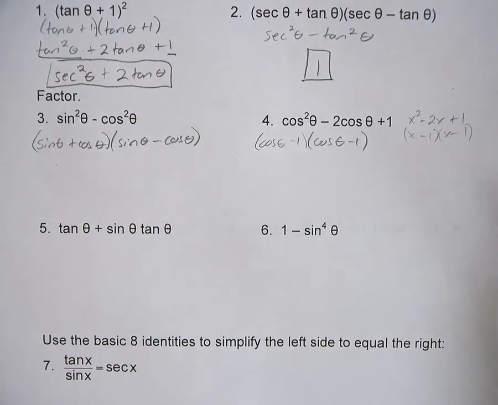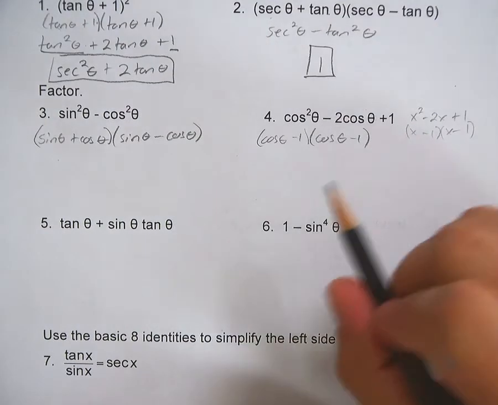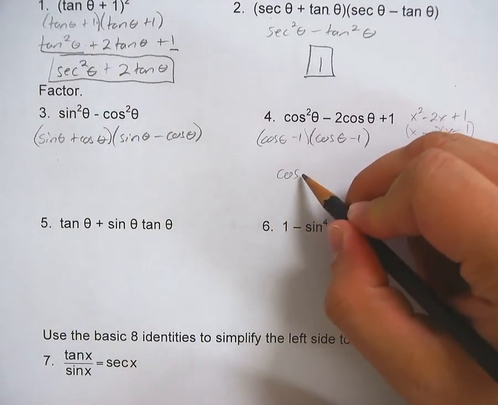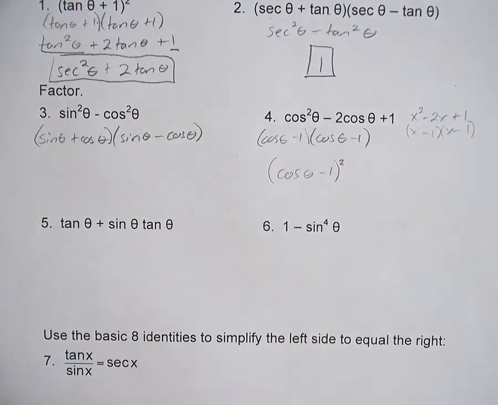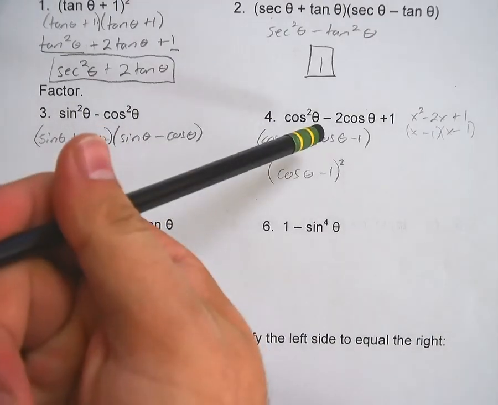Okay, and that is completely factored. Now there is one way you could simplify this down if you wanted to and get it to one set of parentheses. Since we are multiplying the same thing by itself, cosine theta minus 1 squared. Okay, and that's factoring. So this is the difference of two squares. This is straight out factoring.